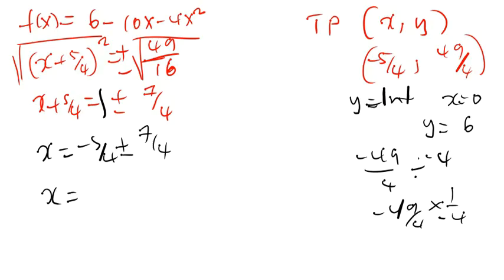Now, here what I'm going to do is, I have got two things now. x is equal to negative 5 over 4 plus 7 over 4, or x is equal to negative 5 over 4 minus 7 over 4.